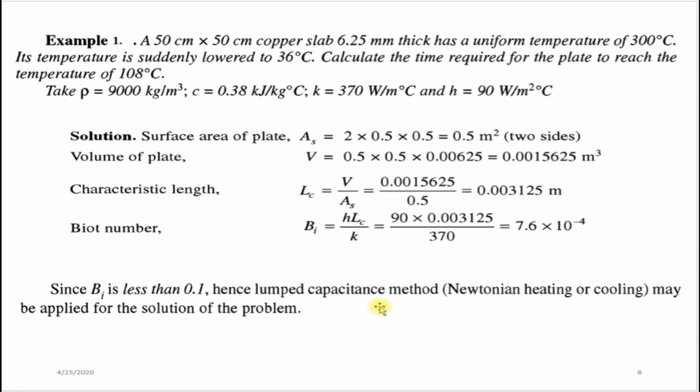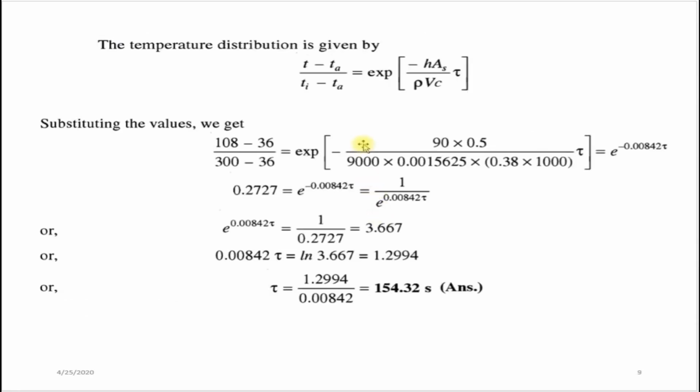Now we can use that equation, temperature distribution according to the lumped heat analysis. T minus Ta divided by Ti minus Ta is equal to exponential of minus H into As divided by rho into V into C into time T or tau.